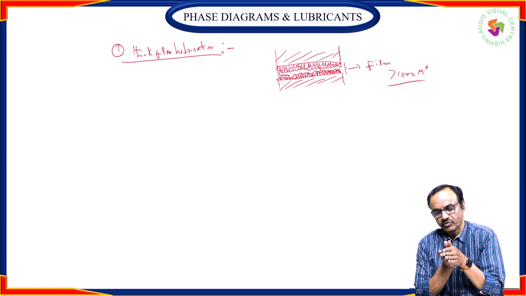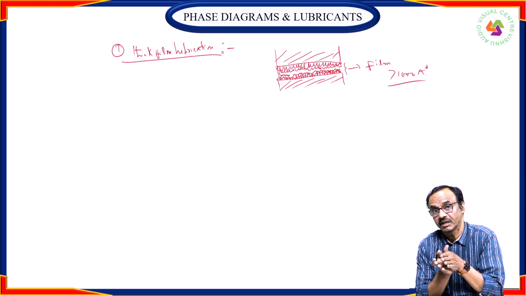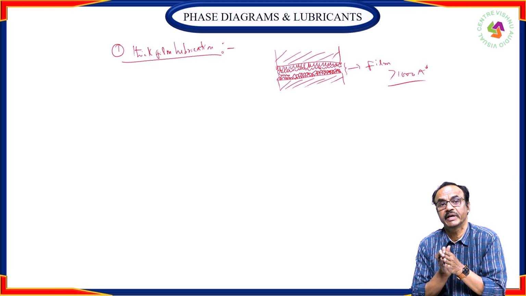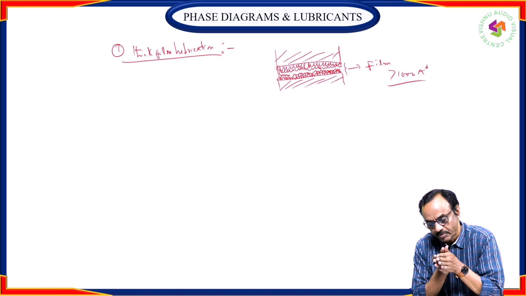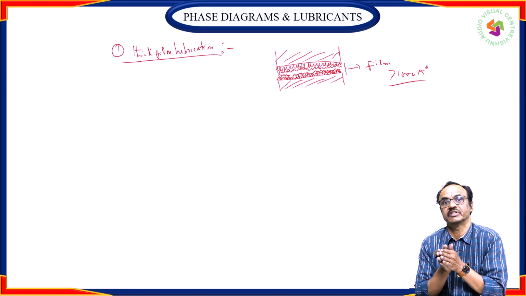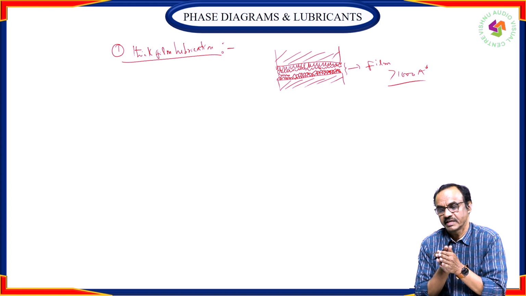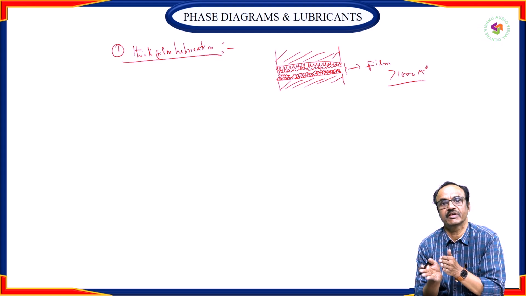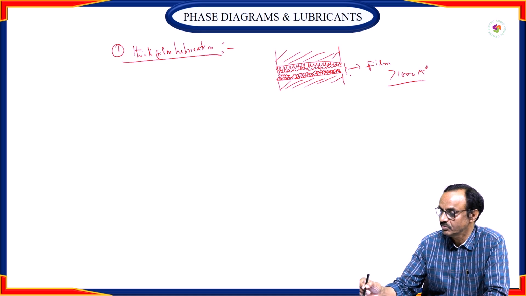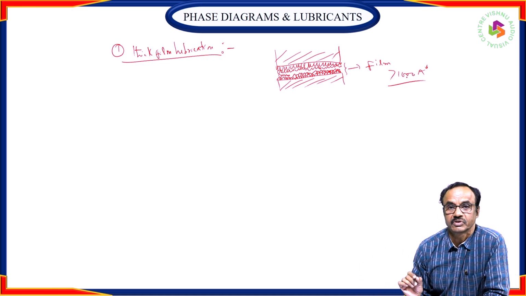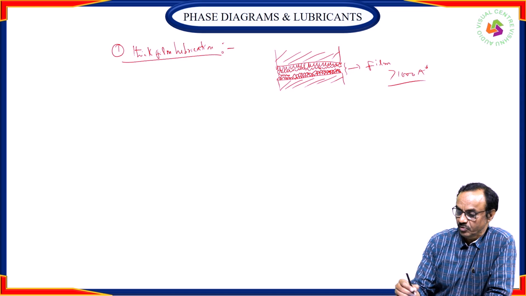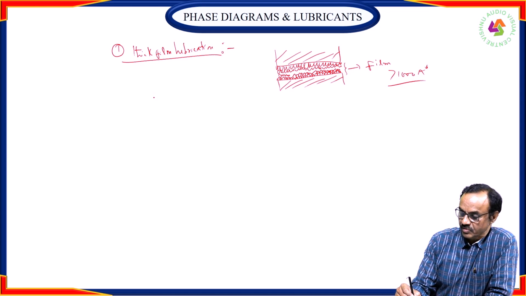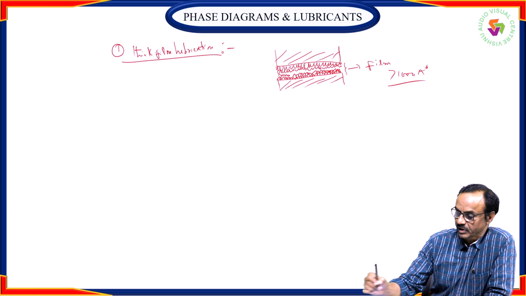When you introduce it between moving, rotating and sliding metallic surfaces, the main role of the lubricant is that it keeps them apart and reduces the frictional resistance. As long as they do not touch each other, no heat generation and no damage will take place between the moving, rotating and sliding surfaces, right? So the thickness of the film applied is about 1000 angstroms. This type of lubrication is called thick film lubrication.